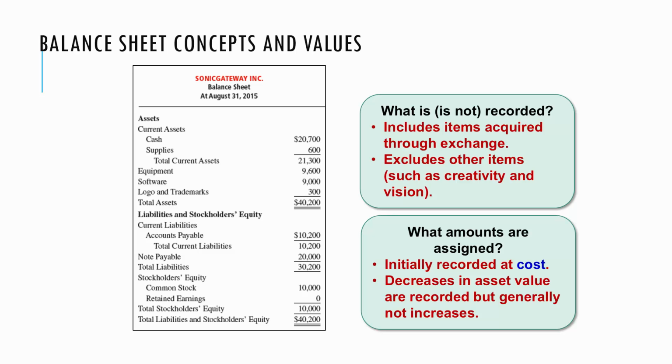Well, what is not recorded? Anything that does not go through an exchange. Other things such as creativity and vision, if there's no exchange, then we don't record it. And when we put things on our books, what amount do we put in there? It's generally recorded at cost.